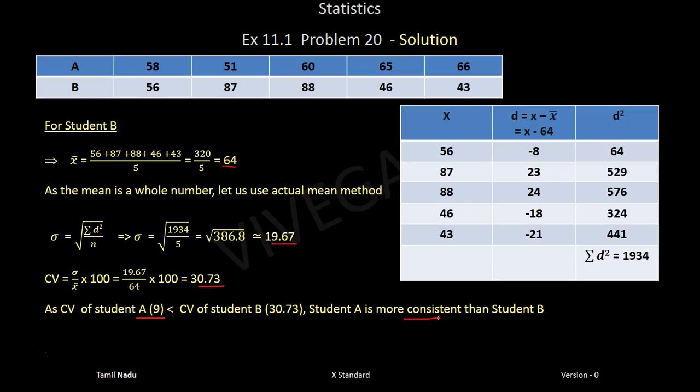Okay, so I hope it's clear. And this is the way test players are selected. If you take this as the score of two players, they will add it up and find the coefficient of variation. So whoever is more consistent is more likely to get selected for the game.